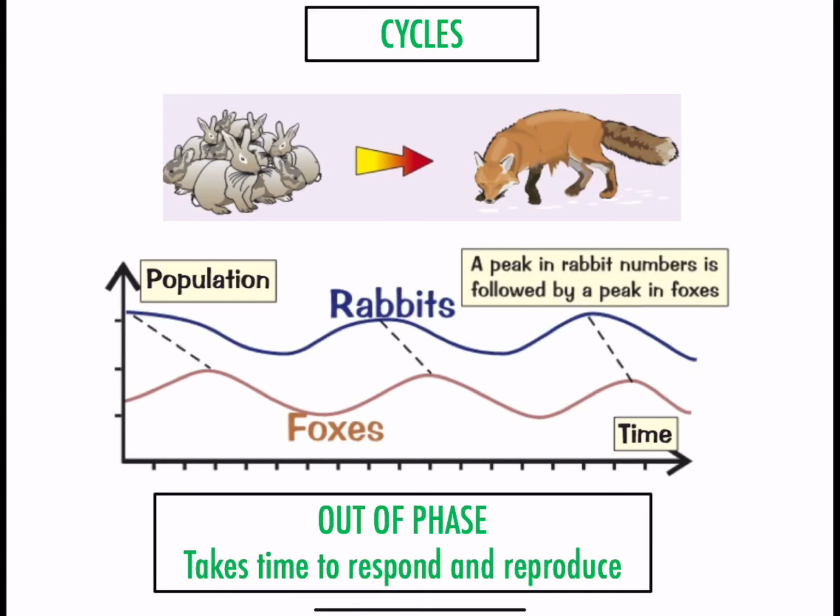Now, the reason they're out of phase is because it takes time for each population to respond and reproduce. So if they ask you that, that's the answer. Out of phase because it takes time to respond and reproduce.